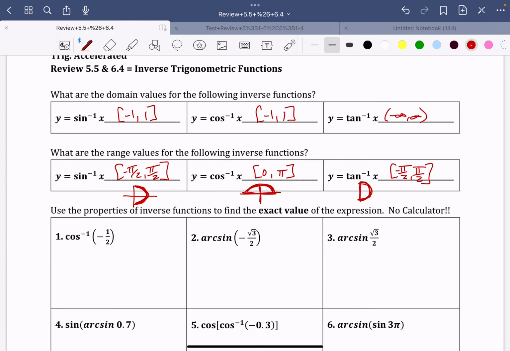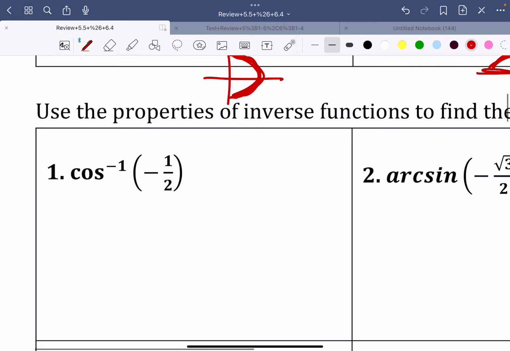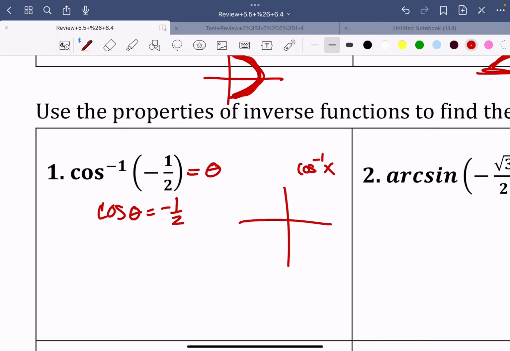Let's use the properties of inverse functions to find the exact value. Well, if I have cosine inverse of a number, I know that's going to be an angle. So I'm looking for the cosine of theta that gives me -1/2. Well, I know that cosine inverse is restricted to the top. And if you remember that cosine is x, I'm looking for where x is equal to -1/2. So I'm looking for that angle.